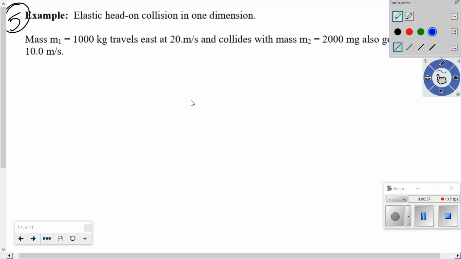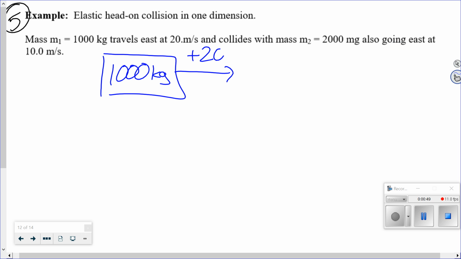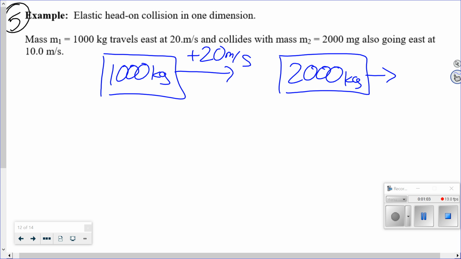Example number 5. These are like our carts, souped up. We have 1,000 kilograms going east at 20 meters per second, and it catches up to a more massive one, also going east, but slower, just like I did with the carts. This one's at plus 10 meters per second. Here's object 1, here's object 2, and they have an elastic head-on collision. It's more like front to back. Sure.